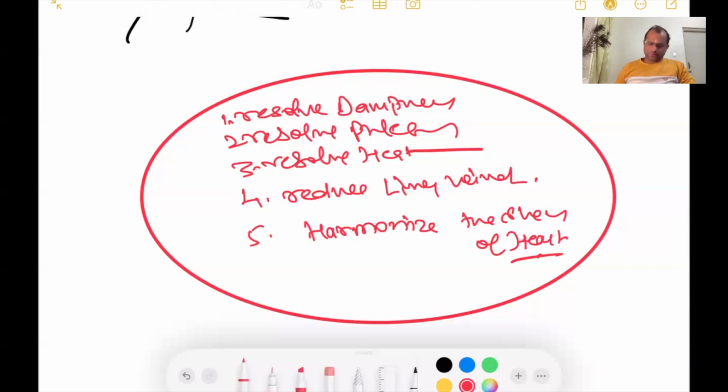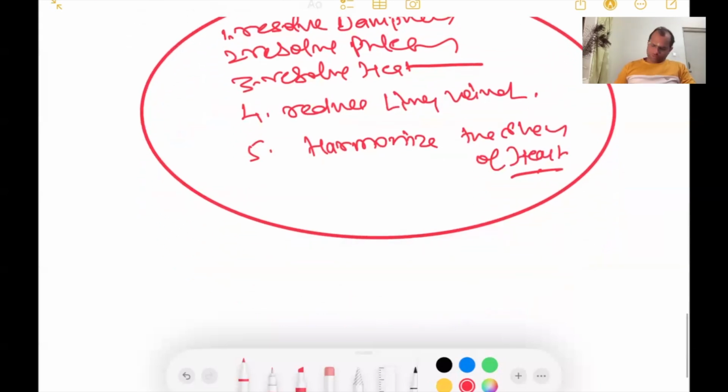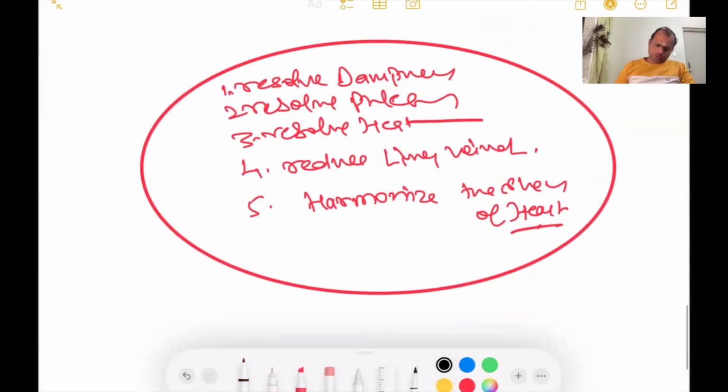So how can we plan? So number 1, resolve the dampness. We can resolve the dampness by spleen 9, which is a very good point for dampness. Resolve the flame: stomach 40 is a very good point for reducing the flame.